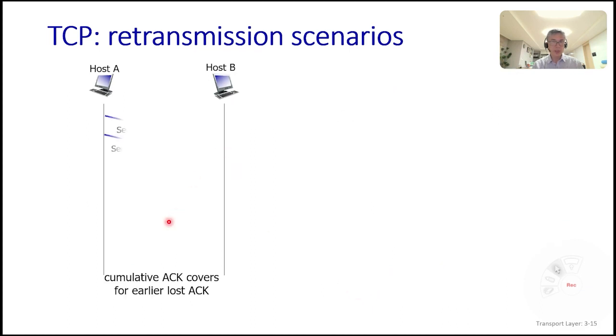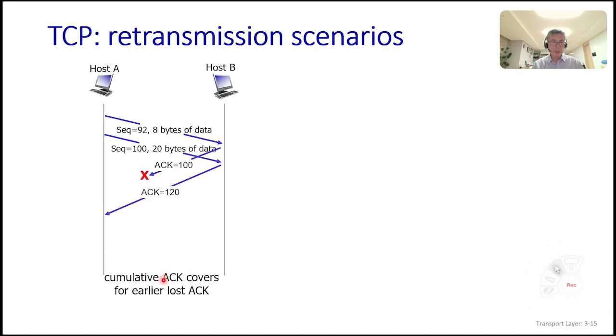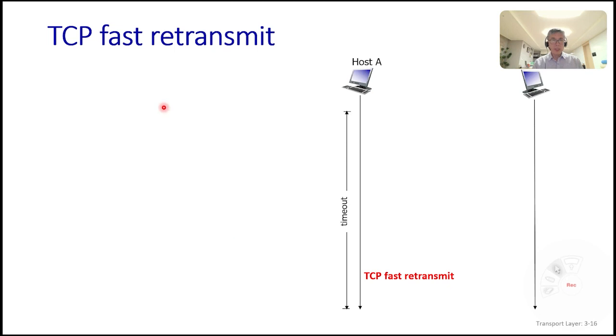And a cumulative ACK covers all the lost acknowledgements. So this one was lost, but this ACK covers the previous one. And then the next segment can be generated. And from now on we'll study TCP fast retransmit.